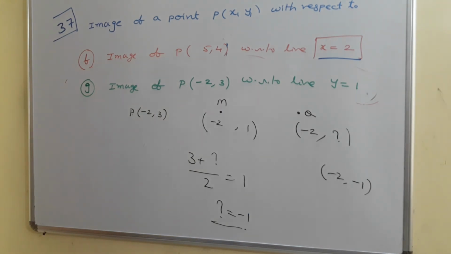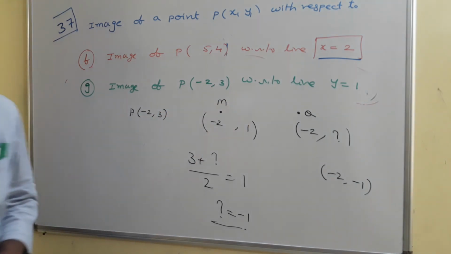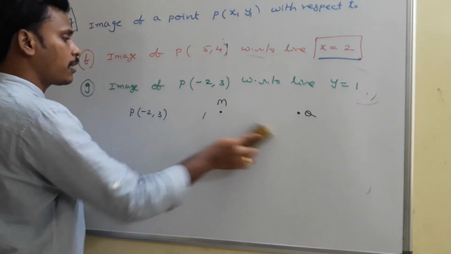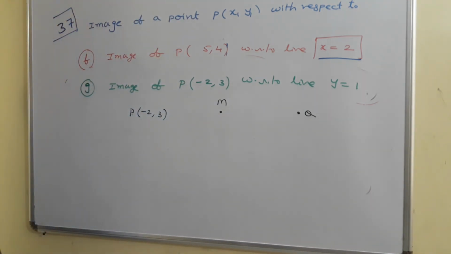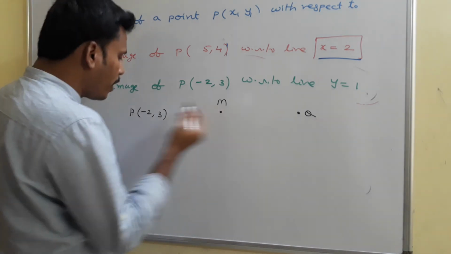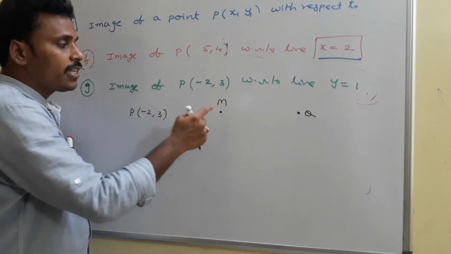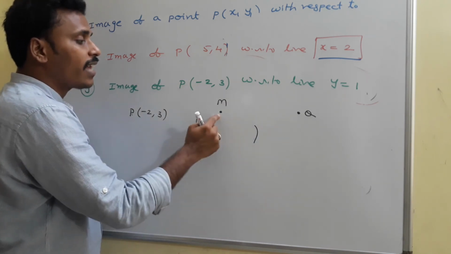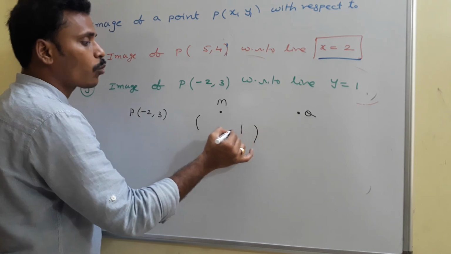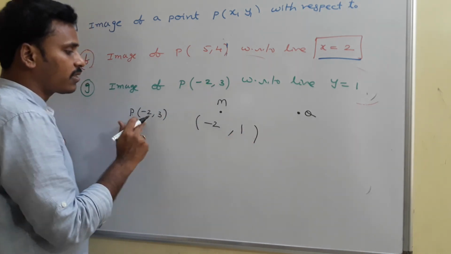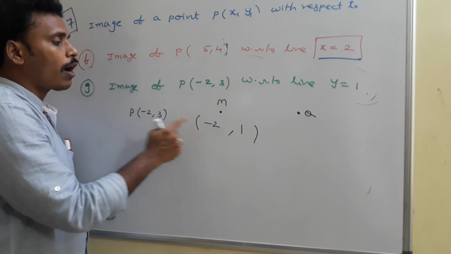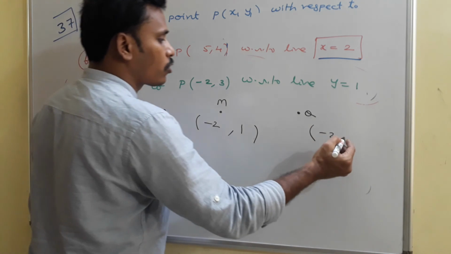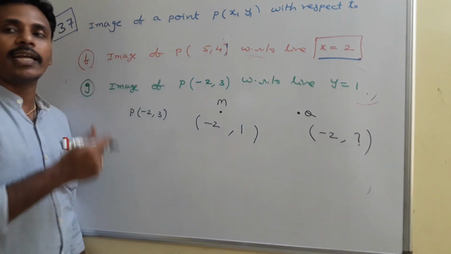Image of the point minus 2 comma 3 with respect to the line y equals 1. I need to find it. What I am going to tell you is, see, P is the point minus 2 comma 3, which is given. And Q is the image of P. That's what we need to find. See, M is the midpoint of PQ. Since M is a point on the line y equals 1, its y coordinate is 1 and you need to take the same x coordinate. See, here minus 2 comma 3, here minus 2 comma 1. For Q also the x won't change, minus 2, and you need to find its y coordinate, indicate it as a question mark.